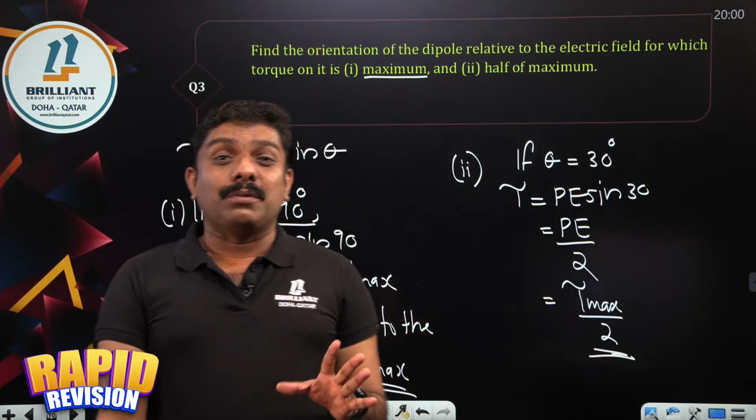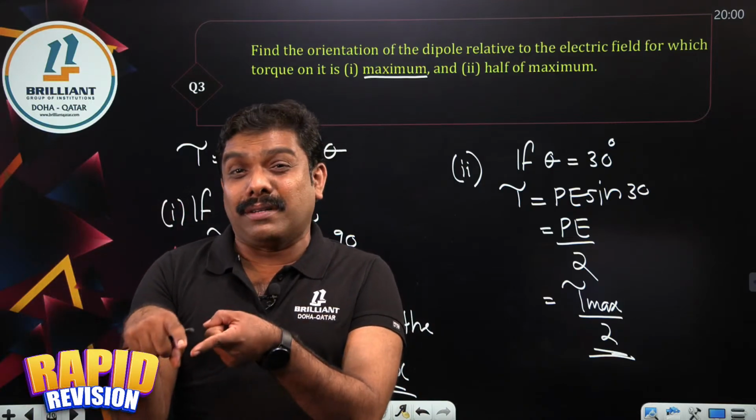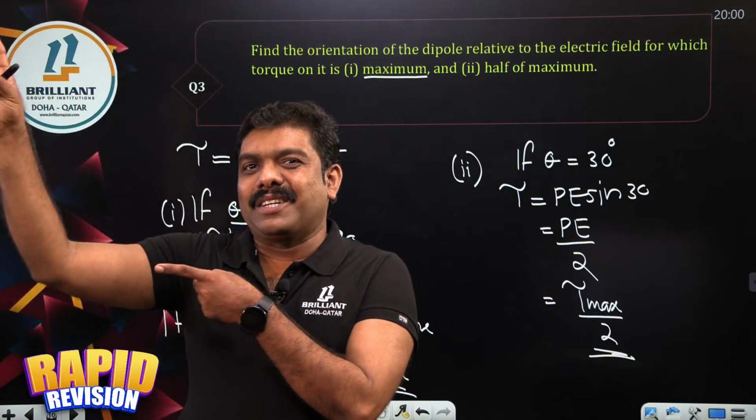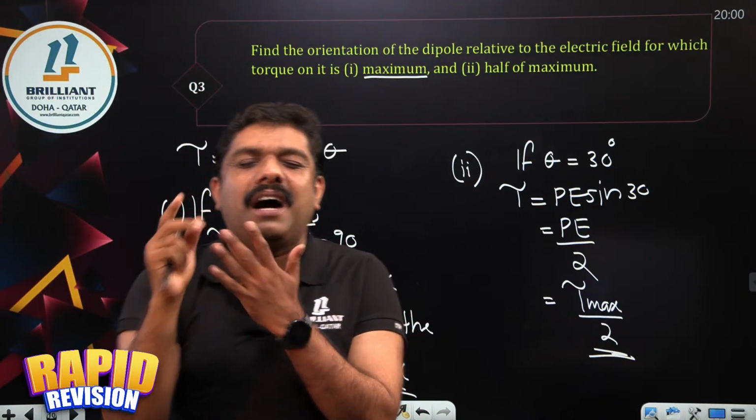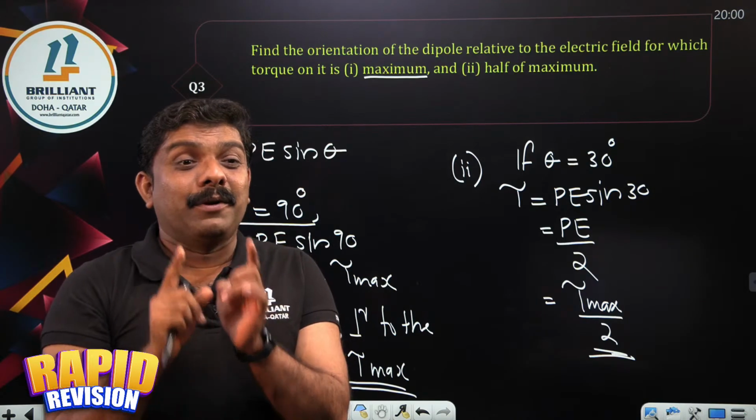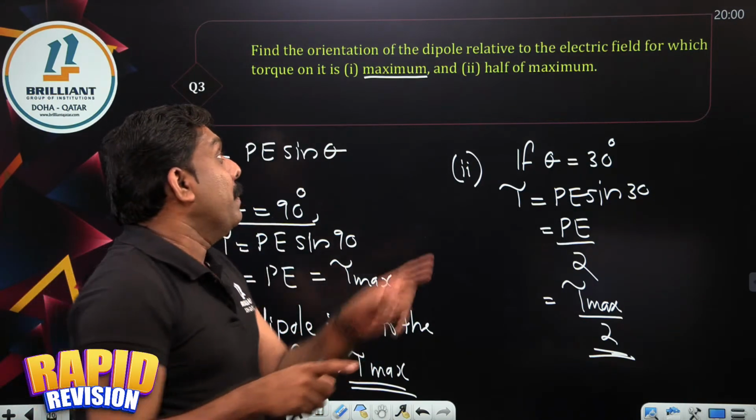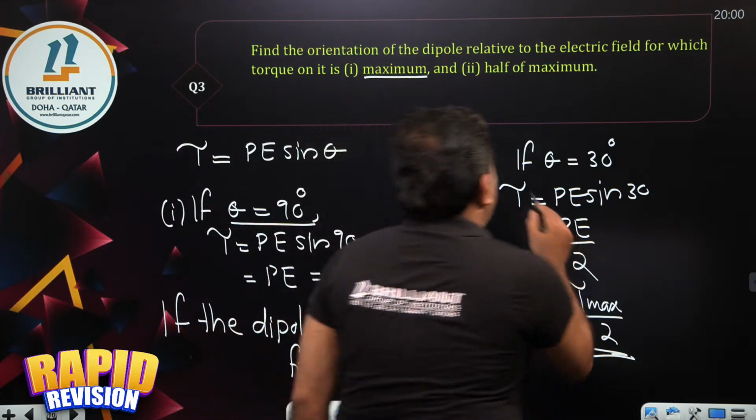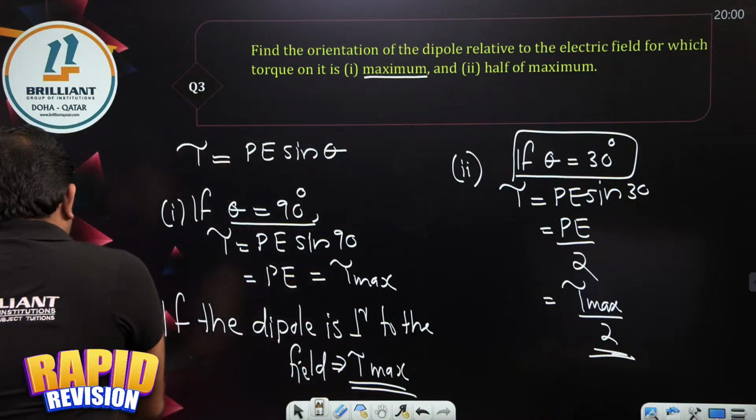But most of the students may have a confusion about that, because when theta is 0, torque is 0. Theta 90, torque is maximum. So by logic, some students may think theta 45 gives half the maximum. Not like that, because sine 45 is not 1 by 2, it is 1 by root 2. So half of the maximum value comes when theta is equal to 30 degrees. So that is question 3.